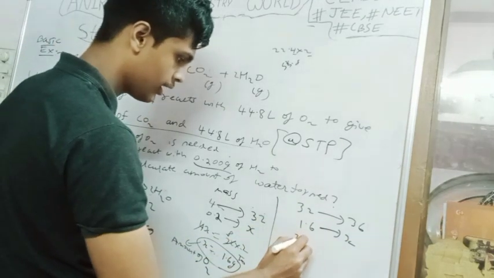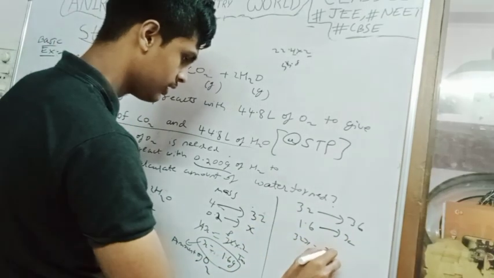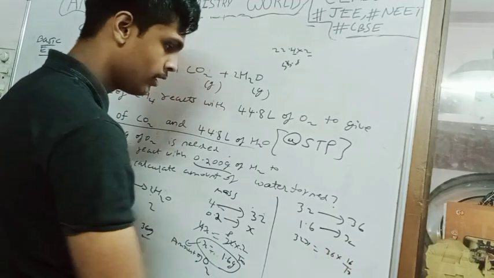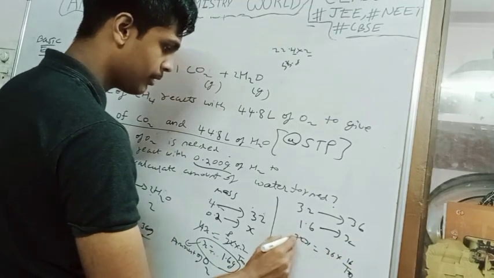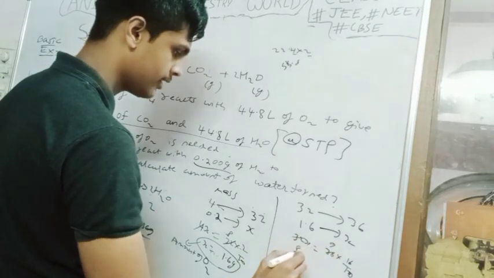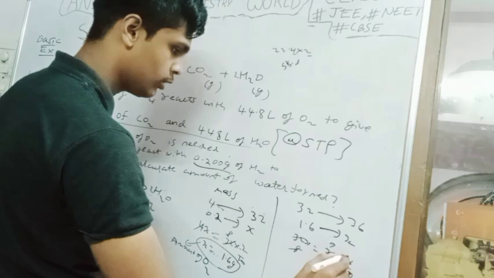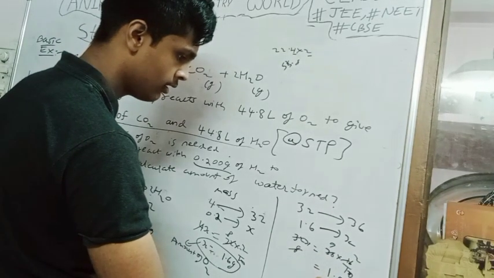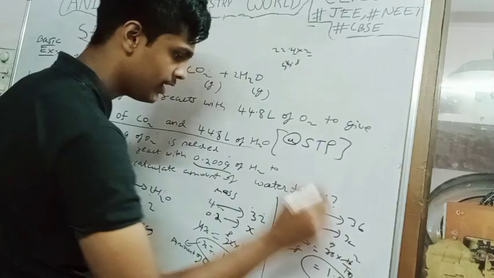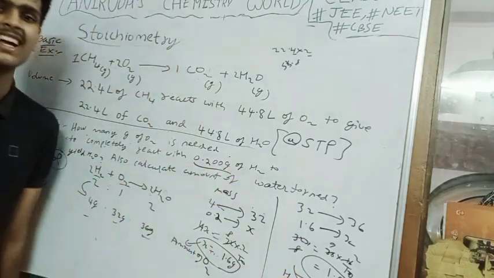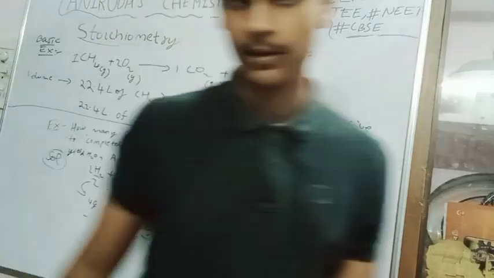Just cross multiply. 32x equals 36 into 16 by 10. 4 8s are 32, 4 9s are 36, and 9 2s are 18. 18 by 10 is 1.8. This is the 1.8 grams of water you are getting. Hence the problem is solved.